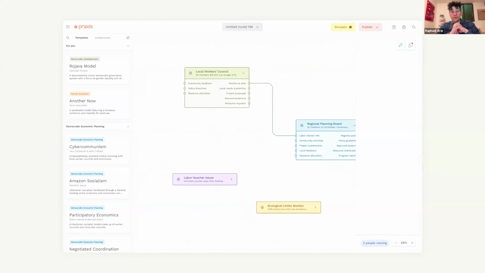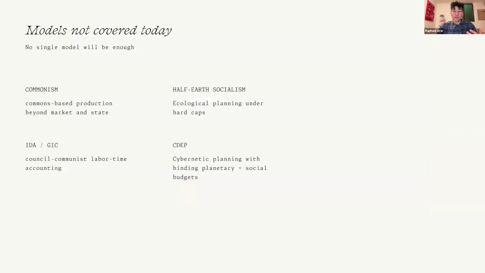But I think the move it represents, democratizing the system design itself and pluralizing it at the infrastructure level rather than the model level, feels like the right direction. The best planning model probably hasn't been written yet, and it probably won't be a single system. It'll be a pluriverse of approaches connected through shared infrastructure.